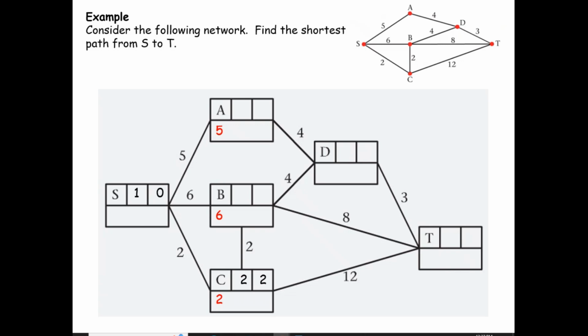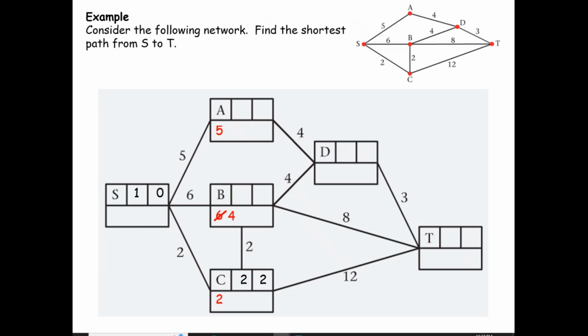Repeat the process with C. So look at everything directly linked up to C. So S is directly linked up, but that's permanently labeled, so we don't need to do anything with that. B is directly linked to C. Now, in the working values under here, we're going to take this 2, the permanent label in C, and add this 2 on the arc to give us 4. This is the shortest distance that we can have from B to S. Now that's via C. So we need to replace the 6 with a 4.